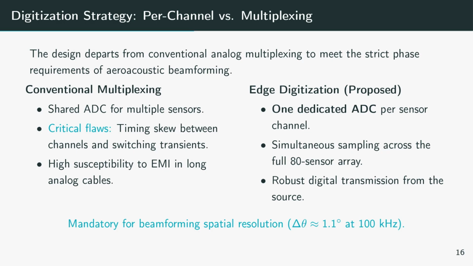By using edge digitization, we give each sensor its own dedicated ADC. This allows simultaneous sampling across all 160 channels. Also, since we convert the signal to digital right at the source, the data is protected from any electrical noise while traveling through the 5-meter cable.